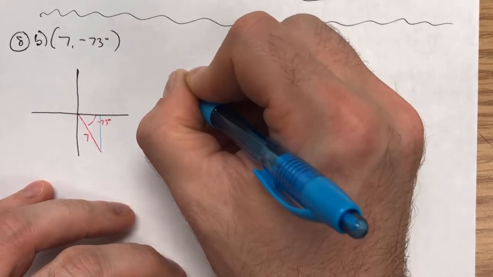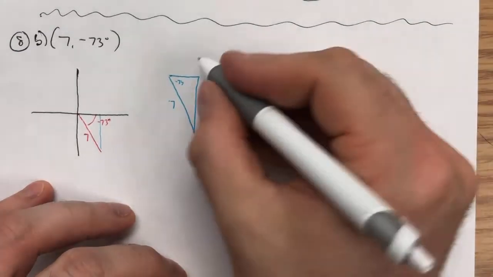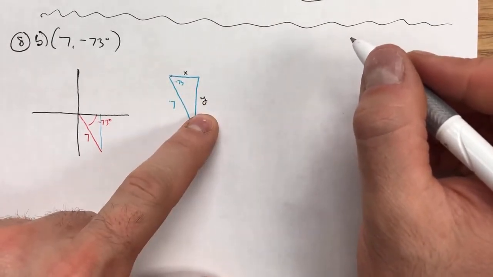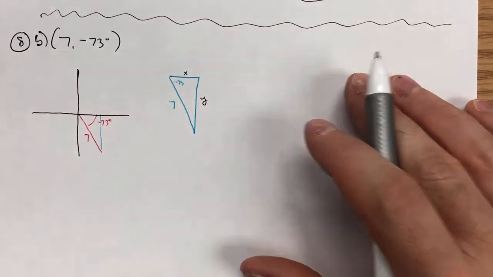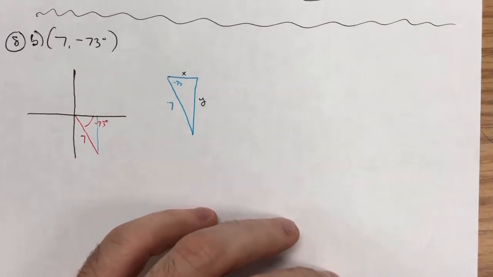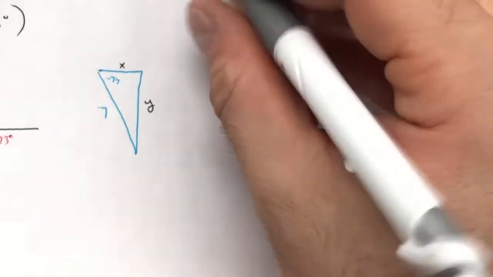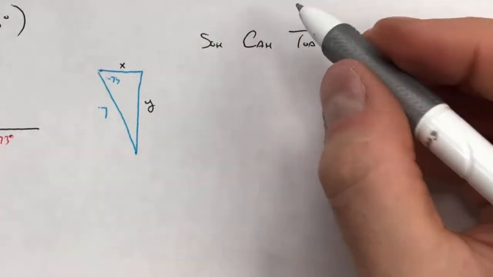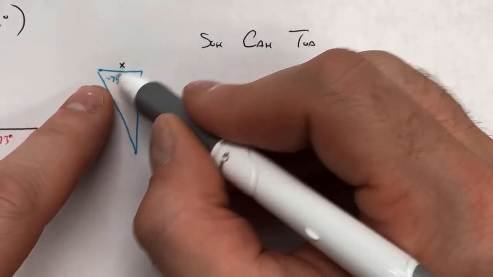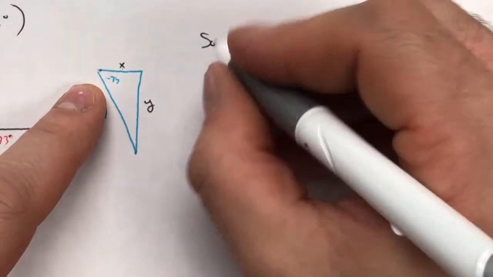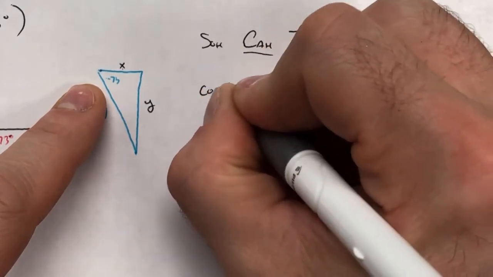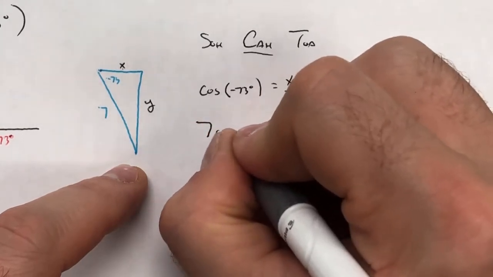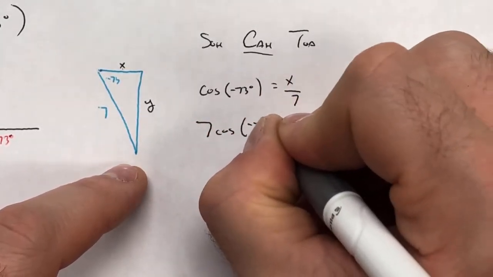So 7, negative 73. I need to figure out what my x is and what my y is. Now my x will be positive, my y will be negative whenever I plug in my values. So I'm going to bust out, let's zoom in just a tad bit right here, my SOH CAH TOA. If I want to figure out my x value, that is adjacent over hypotenuse, cosine. So the cosine of negative 73 degrees is equal to x over 7, or 7 cosine of negative 73 degrees.